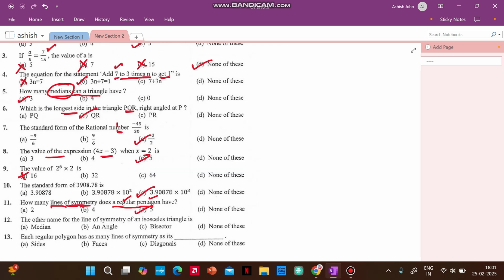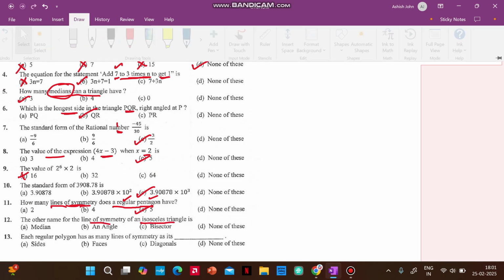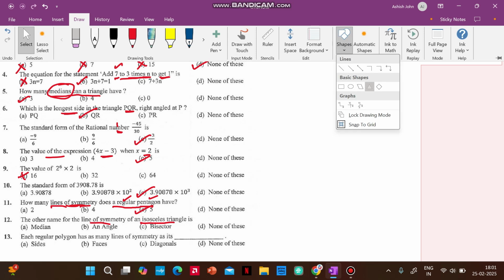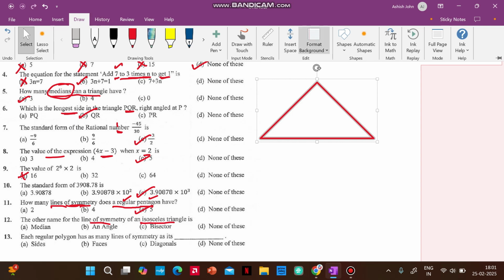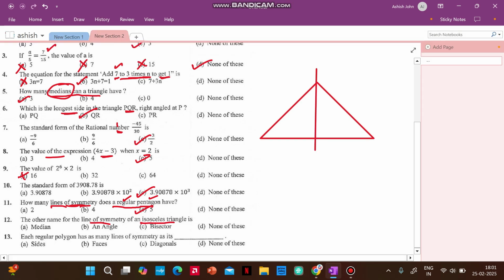Now next question is the other name for line of symmetry of an isosceles triangle. We know that in an isosceles triangle two sides are equal. So suppose this is an isosceles triangle and we draw a line of symmetry. For an isosceles triangle we have only one line of symmetry. And what is this line of symmetry doing? This line of symmetry is connecting a vertex to the midpoint of its opposite side. So if this is a line which is dividing into two equal parts, then this line will be called a median. So the other name will be option number A, median.